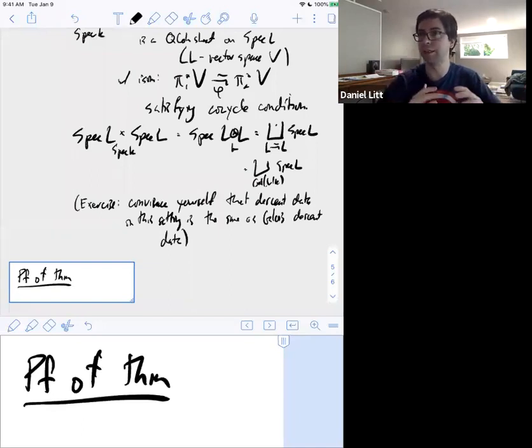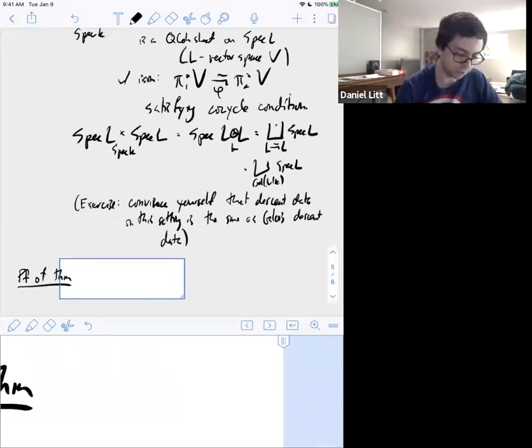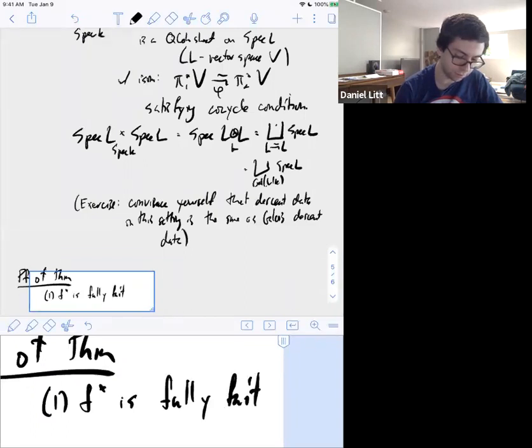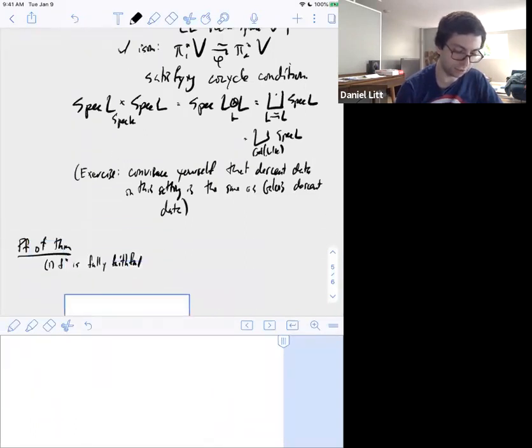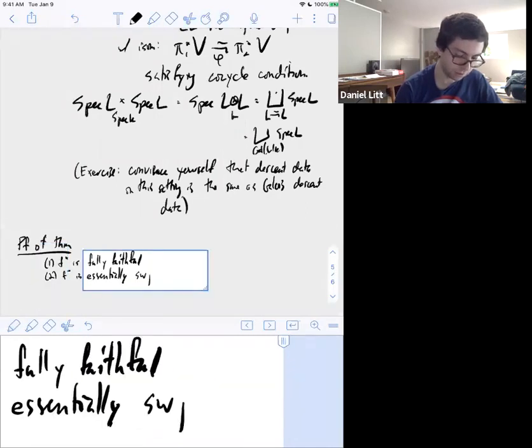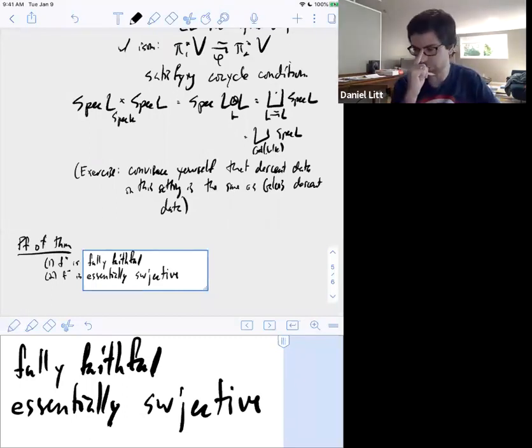And then it also says that if you have descent data on U over X, it actually comes from a sheaf on X. So that's essential surjectivity. So what we need to prove is one, that F star is fully faithful, meaning it induces an isomorphism on Hom sets, and two, F star is essentially surjective. So these are the two ingredients in producing an equivalence of categories.